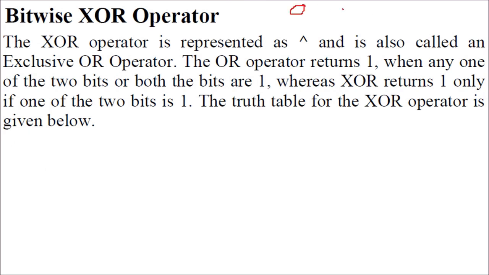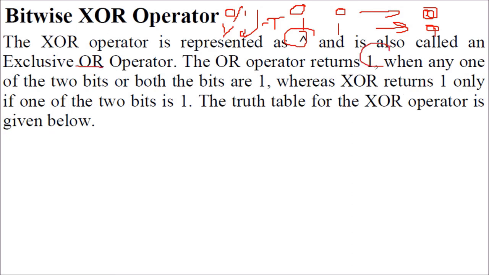If you have 0, 0 or 1, 1, if both are equal, you get false. Otherwise, if you have 0, 1 or 1, 0, you get true. So this operator is represented by this caret. On the keyboard, you can find it over the 6. And this is also called the exclusive OR operator.